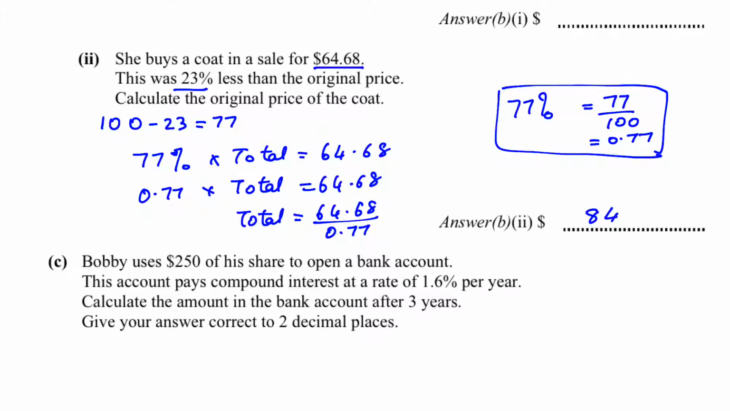Okay, next question. C. Bobby uses $250 of his share to open a bank account. This account pays compound interest at a rate of 1.6% per annum. Calculate the amount in the bank account after 3 years and give your answer correct to 2 decimal places. In another video, I have done all the compound interest and simple interest questions. I've written down the formula also. Kindly go through that video.